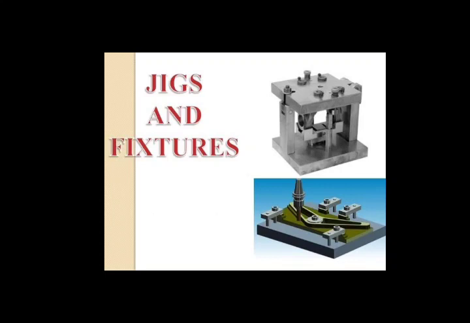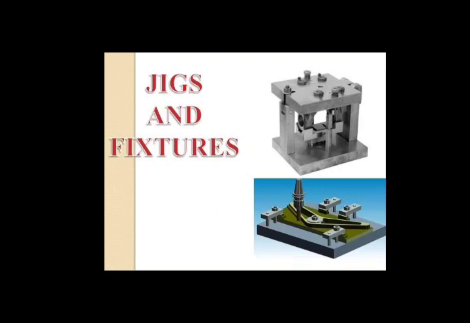Third, clamping elements. These elements are used to hold the workpiece firmly in the located position. Fourth, tool guiding and setting elements. These elements are used to guide the cutting tool in correct position with respect to the workpiece, and in case of jigs, the drill bushes are used to guide the cutting tool, and in case of fixture, setting elements are used to set the cutting tool.